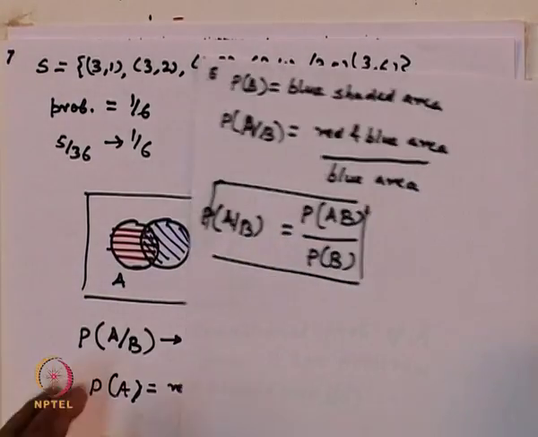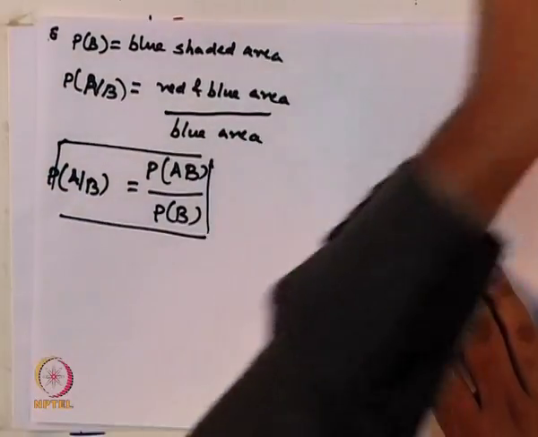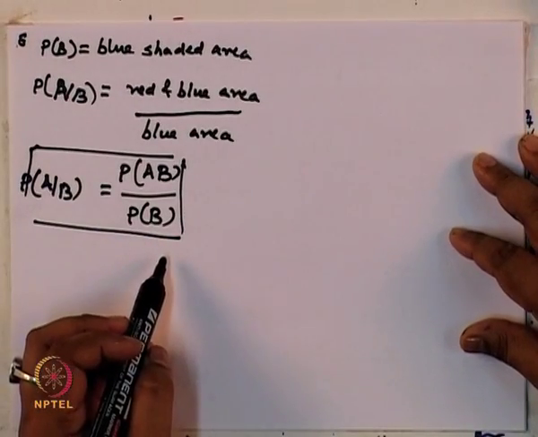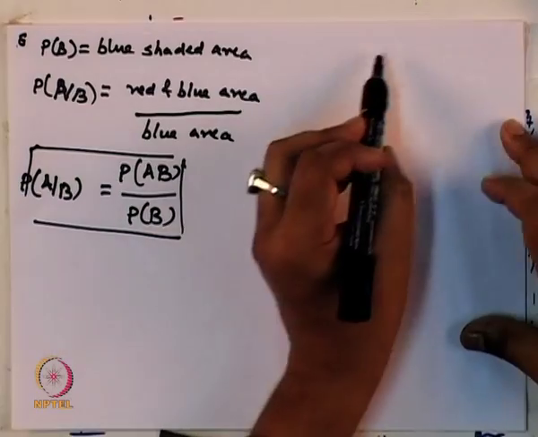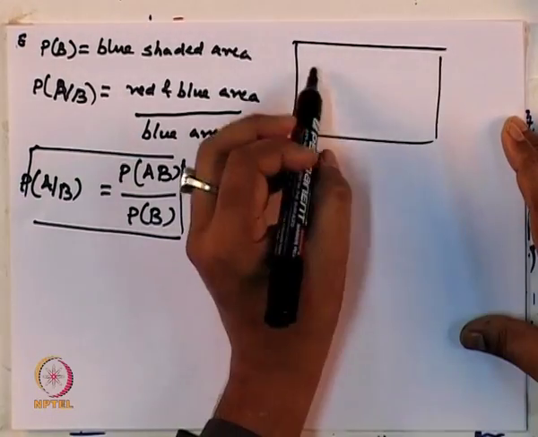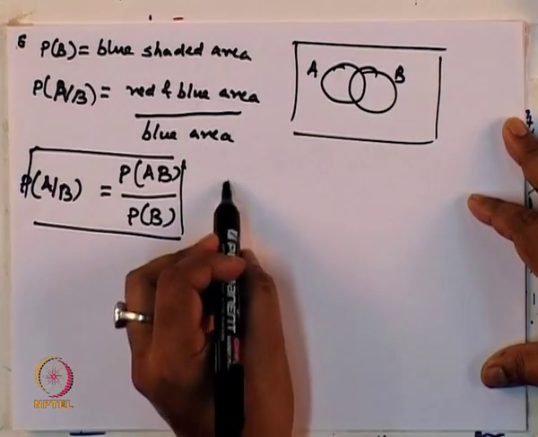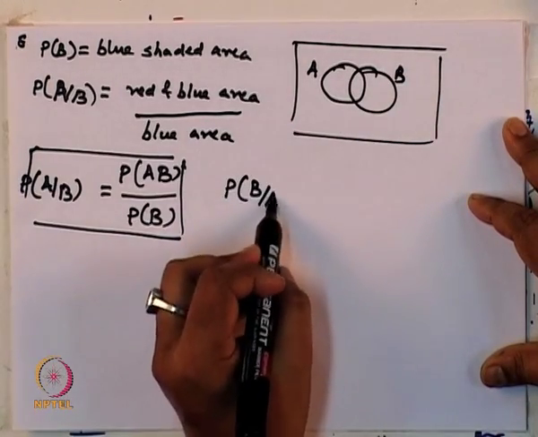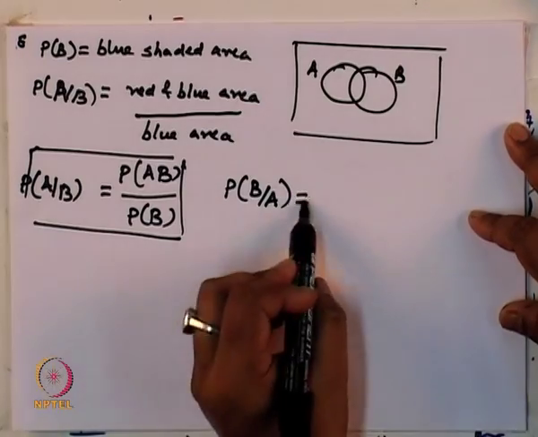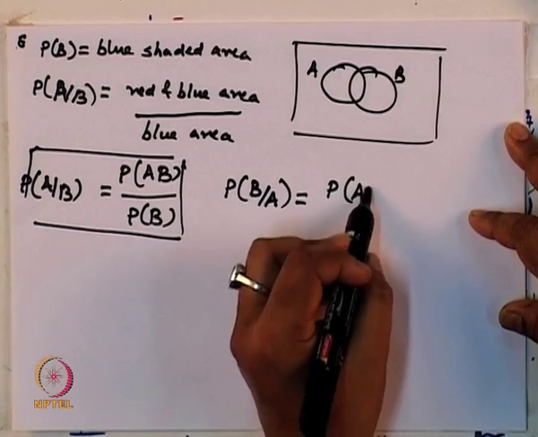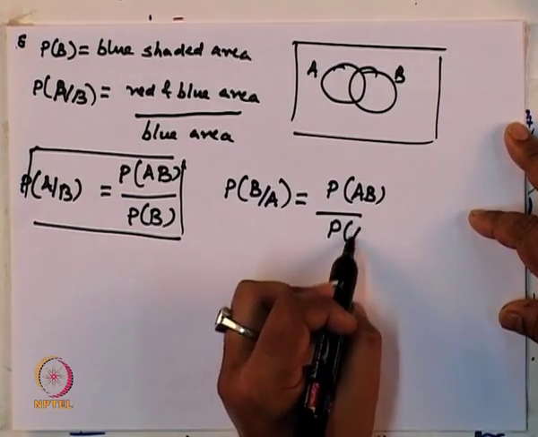This is a very important derivation. You see, probability of A given B is probability of AB by probability of B. Similarly, if I have A and I have B, I can also define probability of B given A. Probability of B given A will similarly be probability of AB by probability of A.